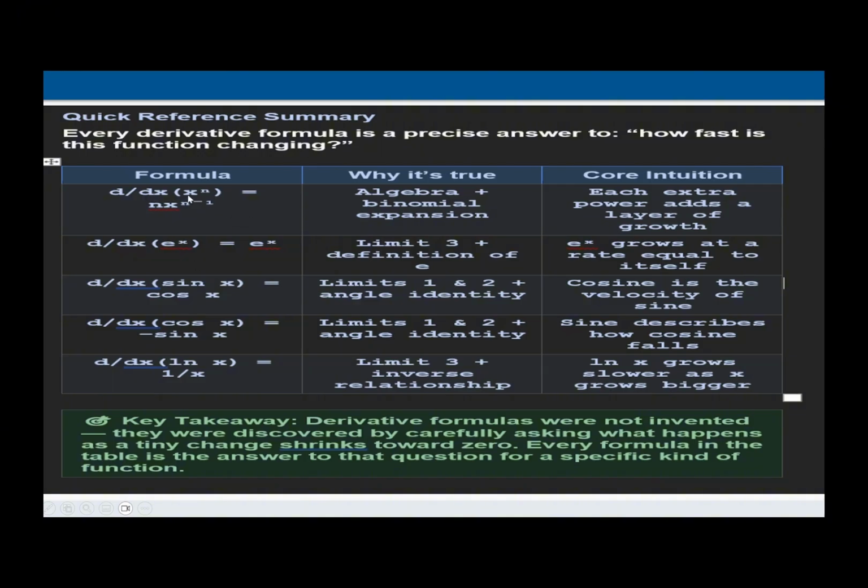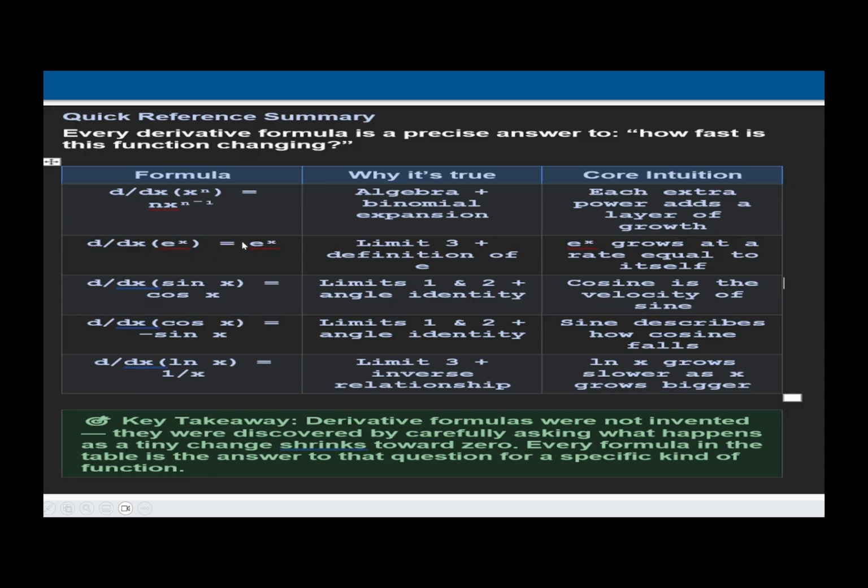But this formula here, we just recorded one there, right? The reference: the derivative of x to the power of n equals n x to the n minus 1. We learned it by hand anyway. Why is it true? That's the algebra plus binomial expansion. The core intuition is that each extra power adds a layer of growth.